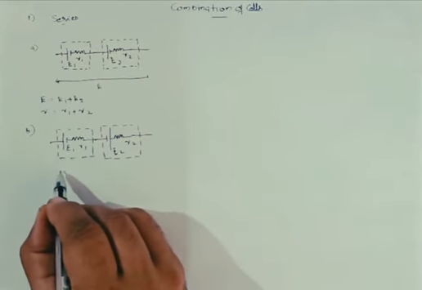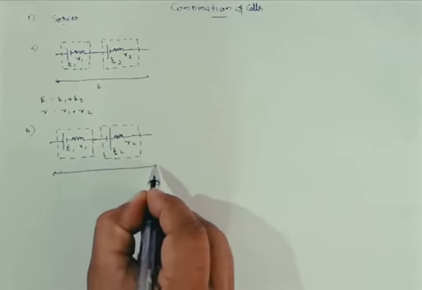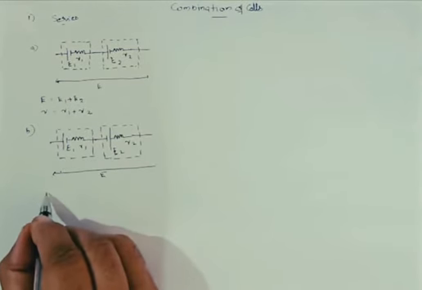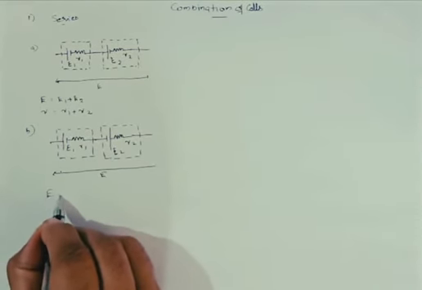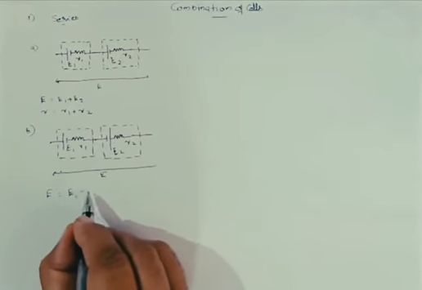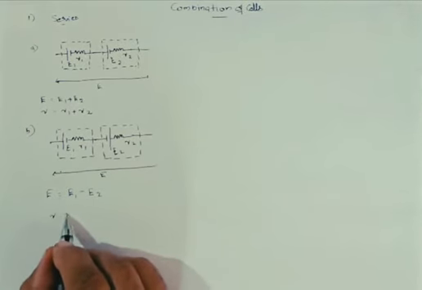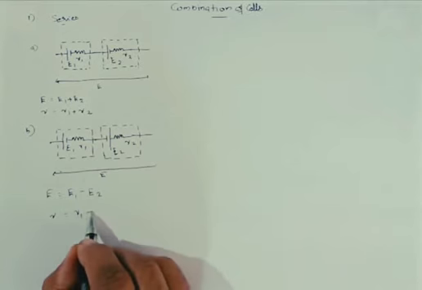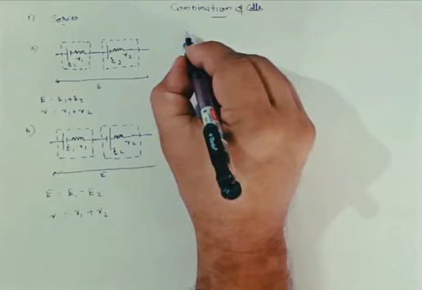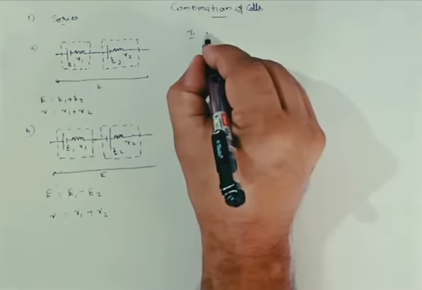So the effective EMF in this case between the two ends E is equal to E1 minus E2, assuming that E1 is greater than E2. But the effective internal resistance will be R is equal to R1 plus R2. Now take the case of parallel combination.